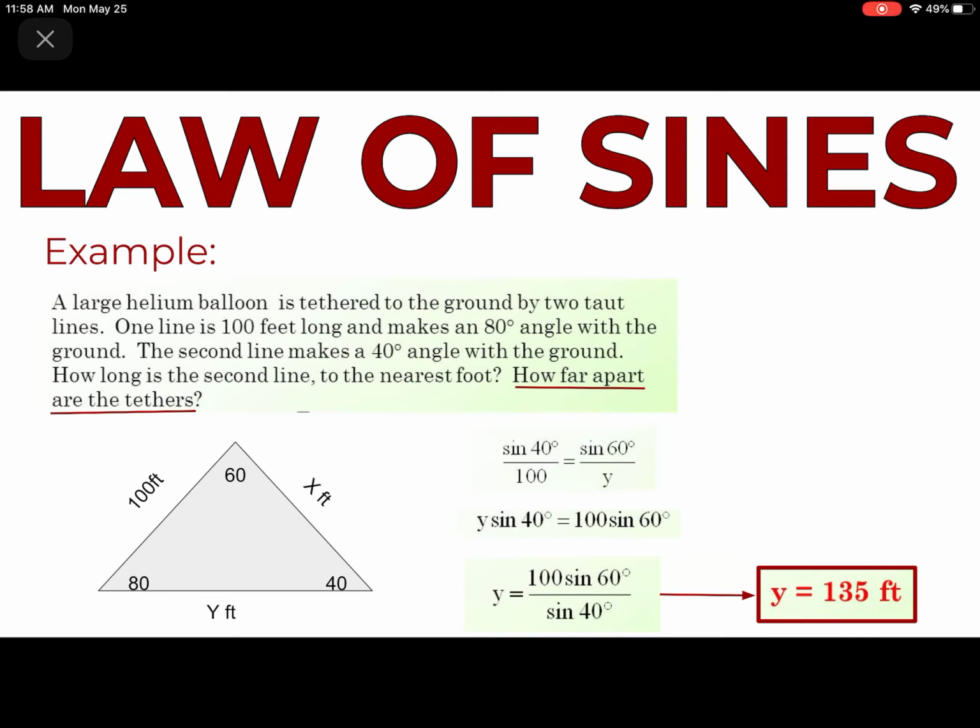Okay? One thing I want to point out is, you'll notice in our original definition of the law of sines, it was the side length over our sine values. Since I flipped both sides, this is still a true statement.